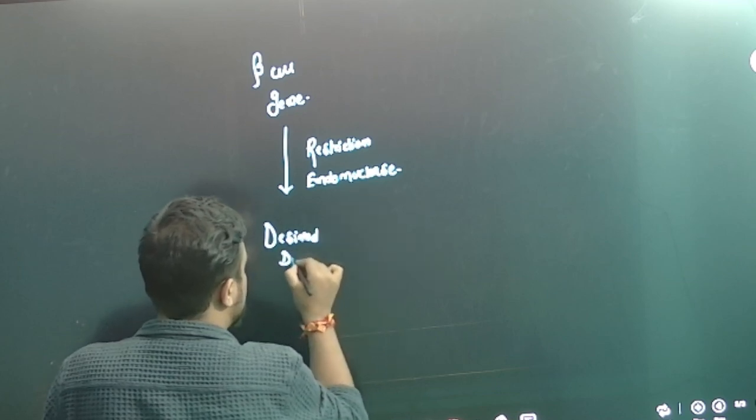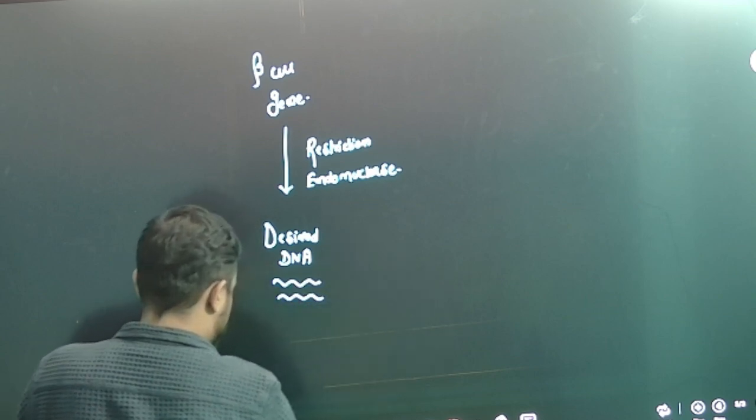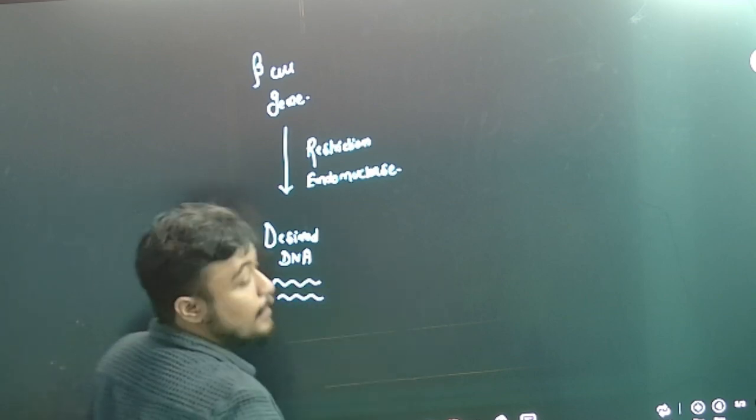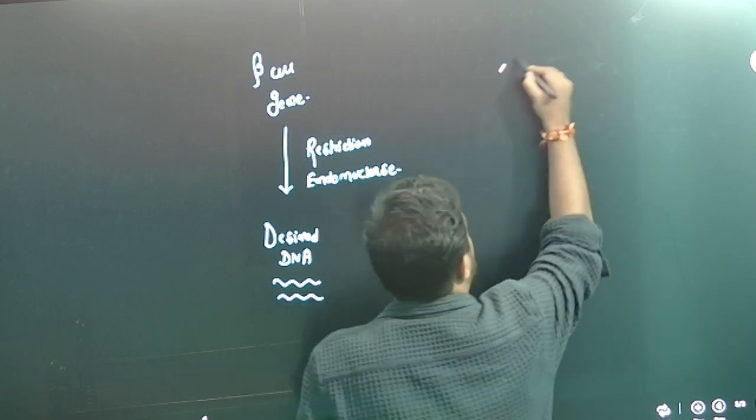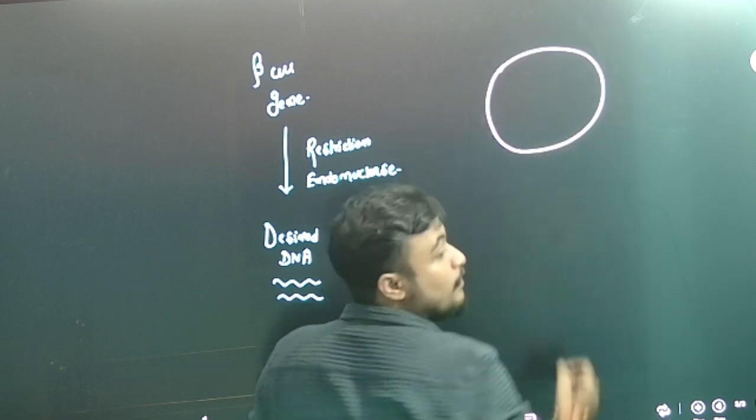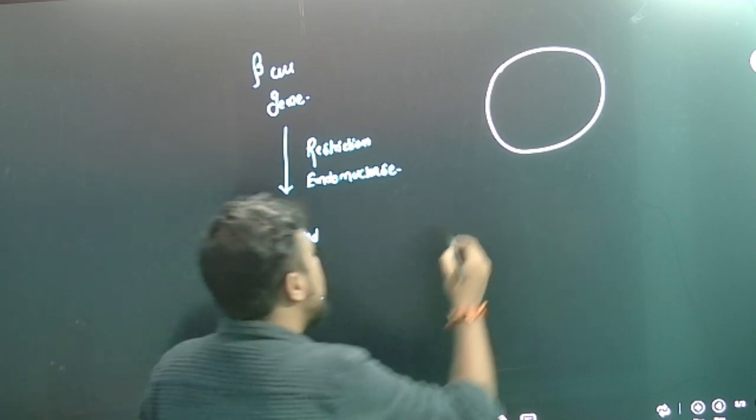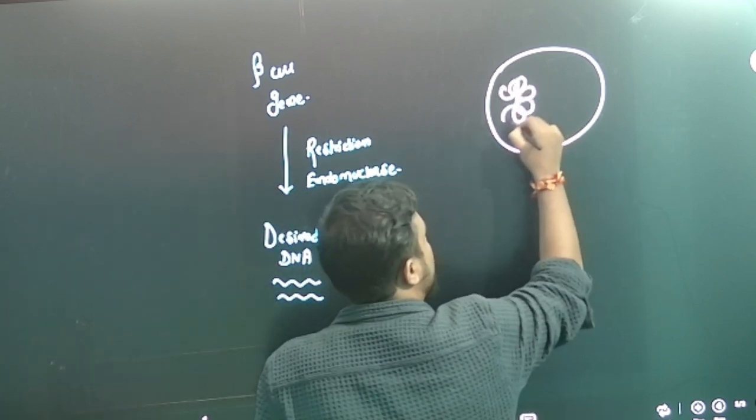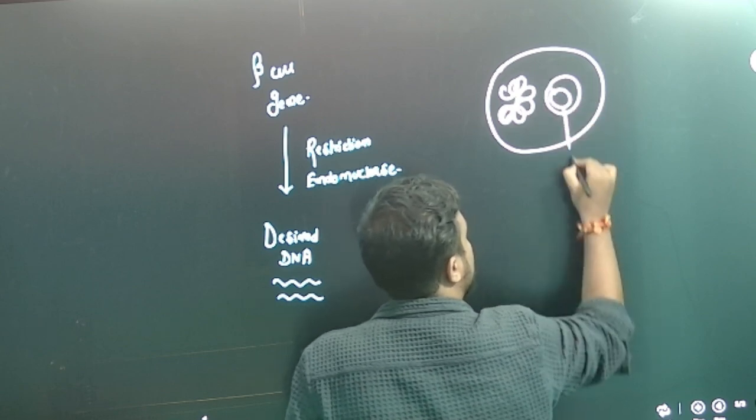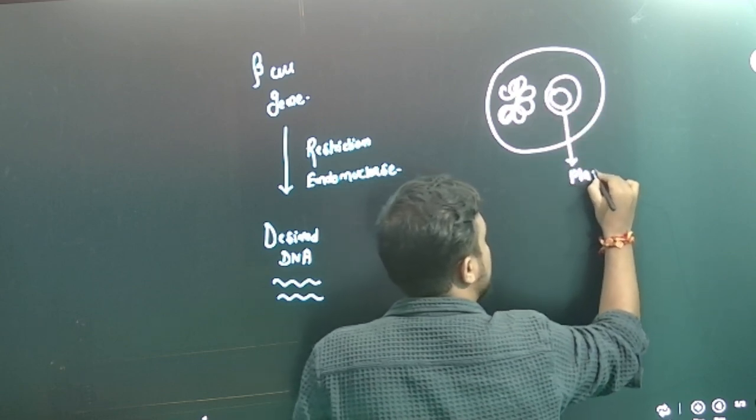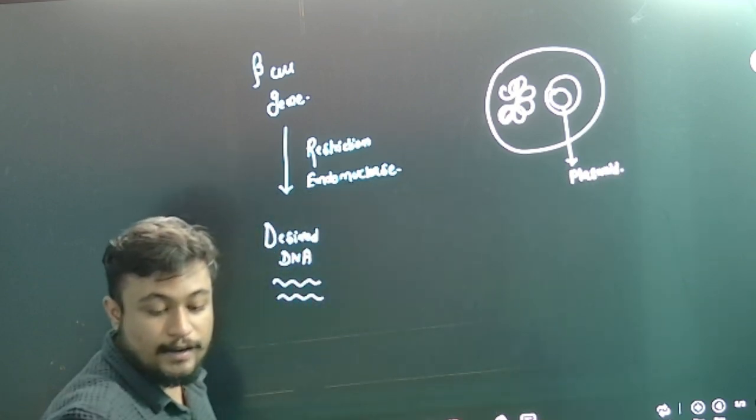They produced the desired DNA. Suppose the desired DNA looked like this. And now they've taken a bacteria. Suppose this is the bacteria, and we all know that in the bacteria there is presence of its own DNA, and also there is presence of an extra chromosomal DNA, and that extra chromosomal DNA is called plasmid.